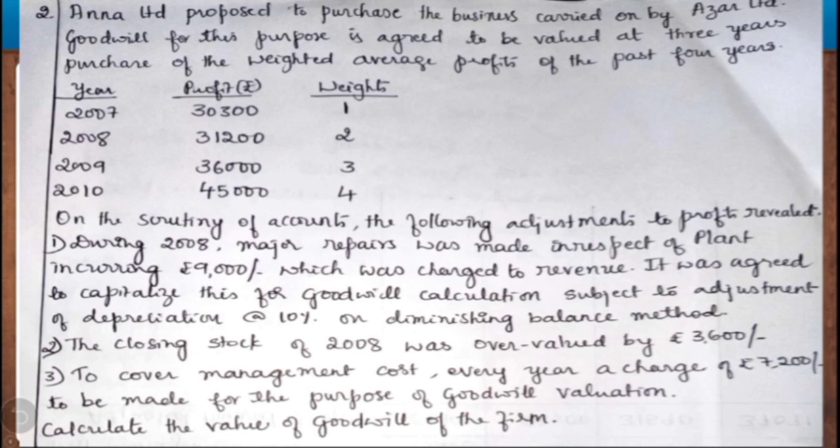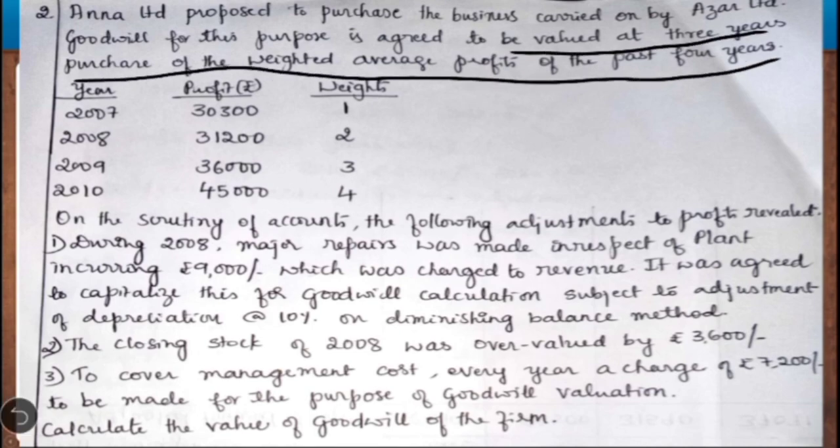So let us analyze the question now. It is given that goodwill for this purpose is agreed to be valued at 3 years purchase of weighted average profits of the past 4 years. In the previous two questions, the goodwill was calculated on the basis of adjusted annual profit taking a certain number of years purchase. But in this question, it is specifically given that we have to calculate the value of goodwill on the basis of weighted average profit taking 3 years purchase.